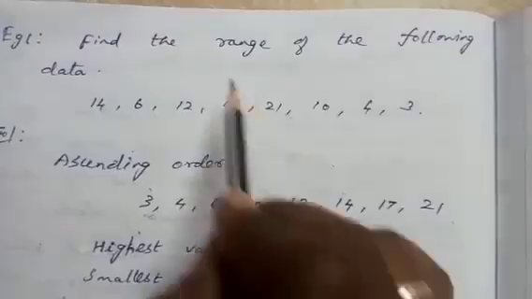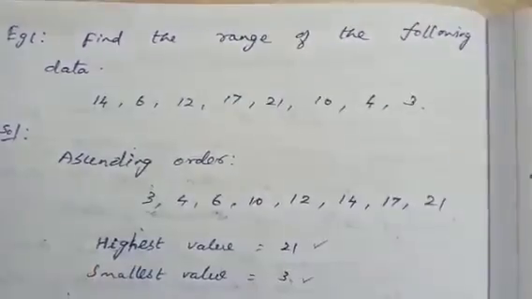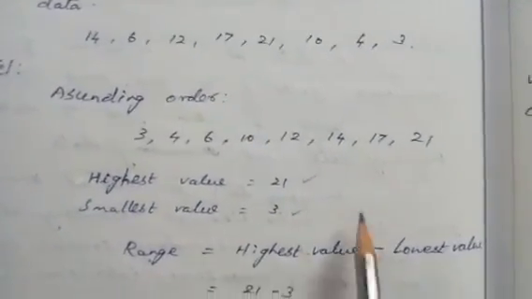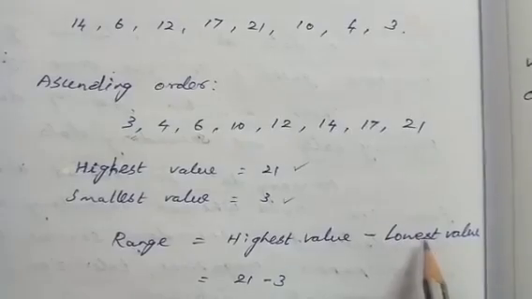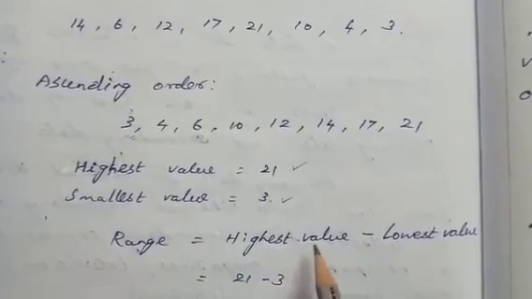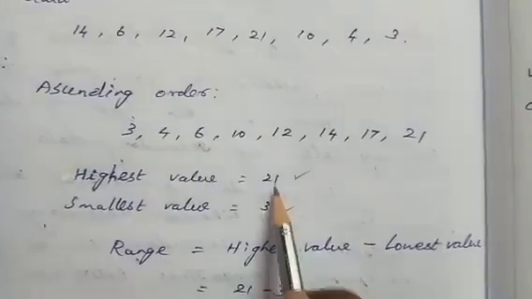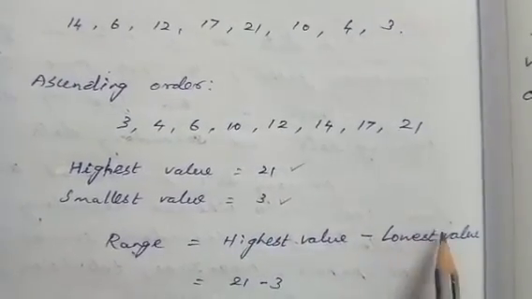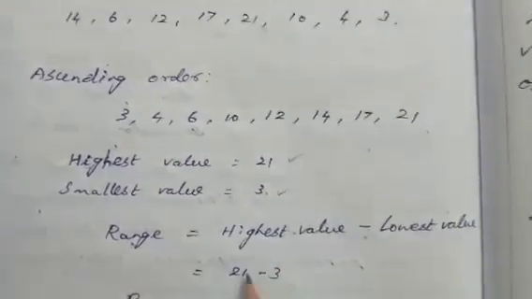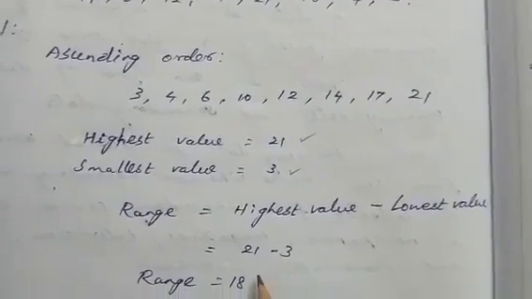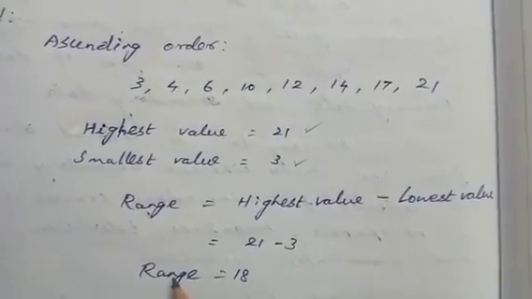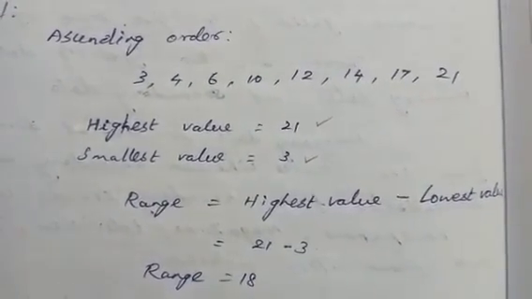So range is equal to highest value minus lowest value. The highest value is 21 minus lowest value 3. So 21 minus 3 is equal to 18. Therefore range is equal to 18.